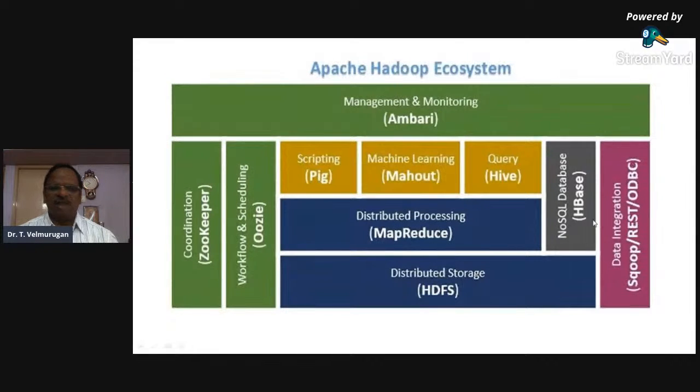This is the special kind of Hadoop ecosystem, in which, what is the use of MapReduce? MapReduce is utilized for distributed processing oriented information extraction.